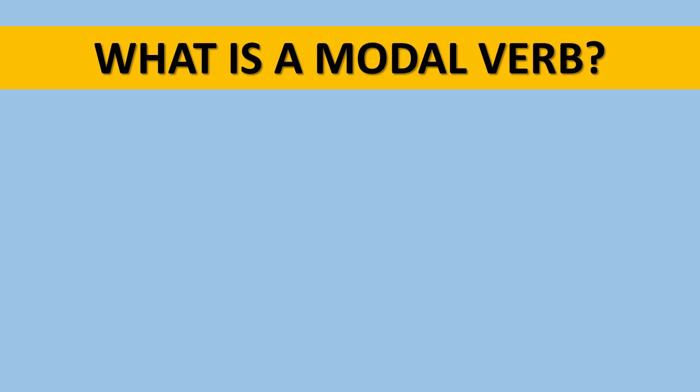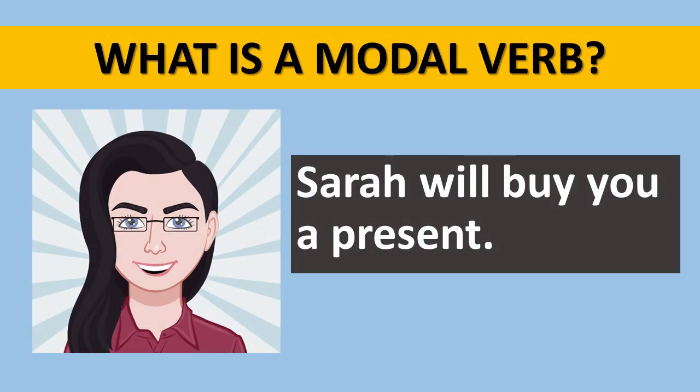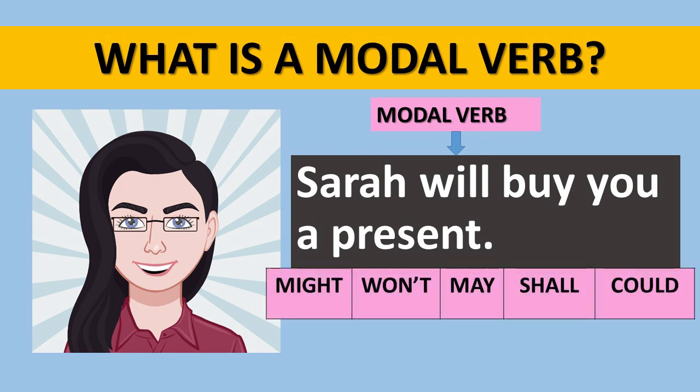This leads us to think about what modal verbs are. Here's a sentence that we have. Sarah will buy you a present. That would be lovely. And in this sentence, we do have a verb, buy. She's going to buy you something if you're lucky. But we've also got Sarah will. The modal verb there, will, is telling us about the probability or certainty of something happening. And there are a number of other modal verbs that we can also use. We've got might, won't, may, shall, or could. So we know about modal verbs now and we understand what a verb is.